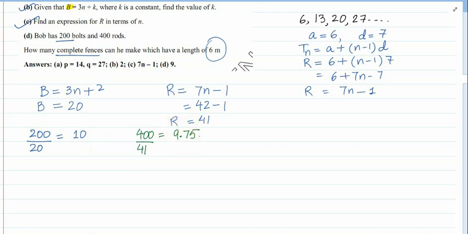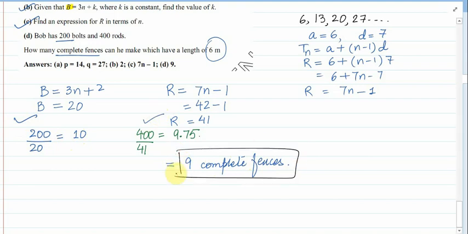Although with the data of rods, I can say that he can make 9 complete fences, right? He can make 9 complete fences because the number of bolts is valid for 10 complete fences. That means 9 complete fences can be made from the bolts and 9 complete fences can be made from the rods. So the final answer we have is 9 complete fences that Bob can build.